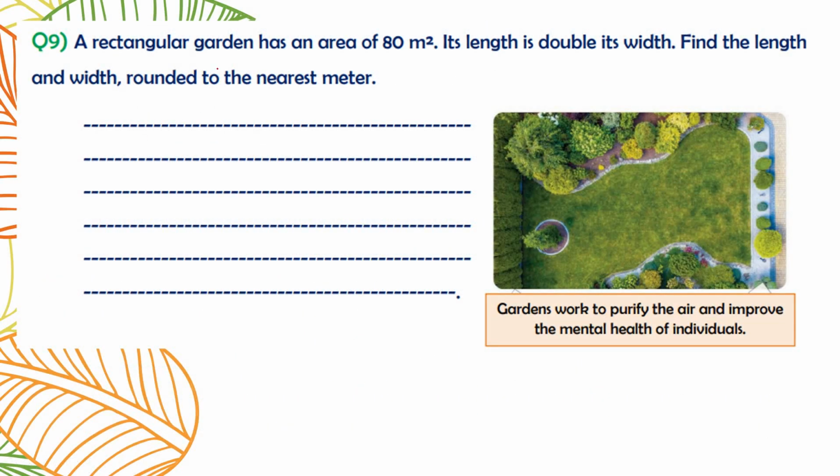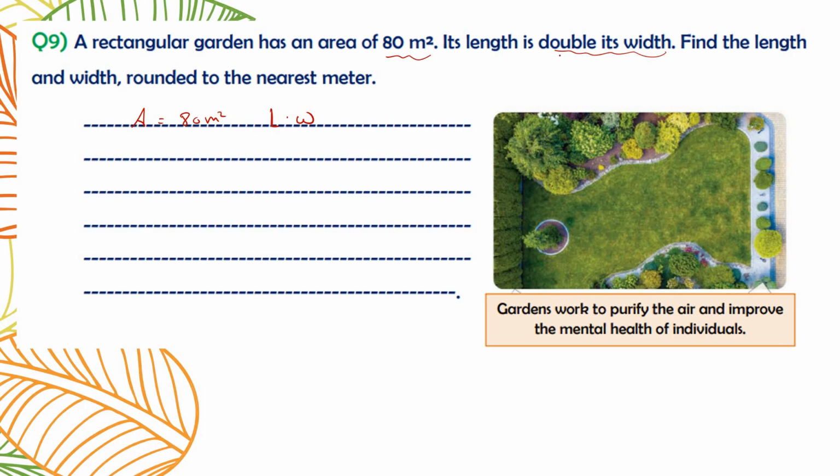Now let's read this problem. A rectangular garden has an area of 80 meters square. Its length is double its width. Find the length and width, rounded to the nearest meter. So what shall we do here? We know that the area of a rectangle equals 80 meters square, and we know that the rule of the area of the rectangle is length times width. So if we multiply the length and the width, I will get the area.